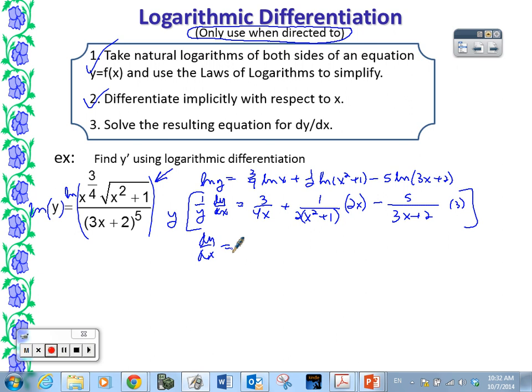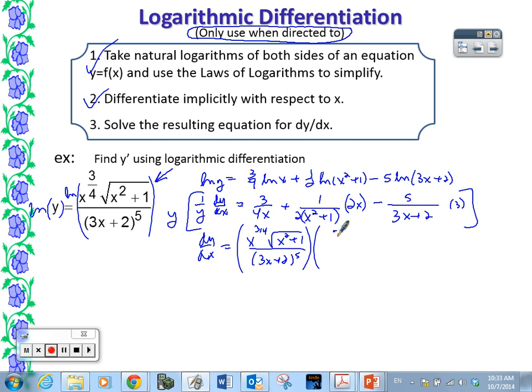Now I could put a y here and then multiply, put the rest in parentheses. But to save a step, do we know what y is? Yes, we do. Luckily, all we have to do is just write that. We're not going to have to do anything about it except write it. So let's go ahead and put the y there. That would be x to the 3/4 times square root of x squared plus 1 over 3x plus 2 to the 5th. And then I'm just going to pretty the right side up.